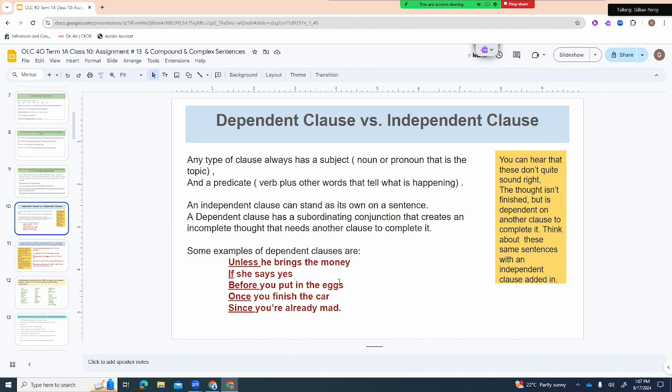So if I read these, you'll hear it just doesn't sound right. The sentence isn't expressing a complete thought. Unless he brings the money, and then I just stop. But there should be more to that, right? Unless is implying another type of clause. If she says yes, before you put in the eggs, once you finish the car, since you're already mad. Each of these that are underlined, unless, if, before, once, or since, they're implying either a connection to another phrase or a time frame to another phrase or a condition. So there has to be that other phrase, right? Our brains kind of expect it. It's not a complete sentence without it, okay?